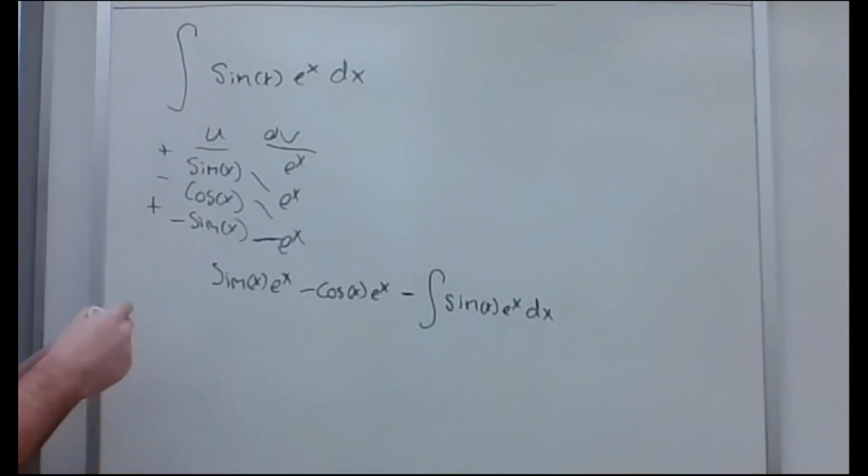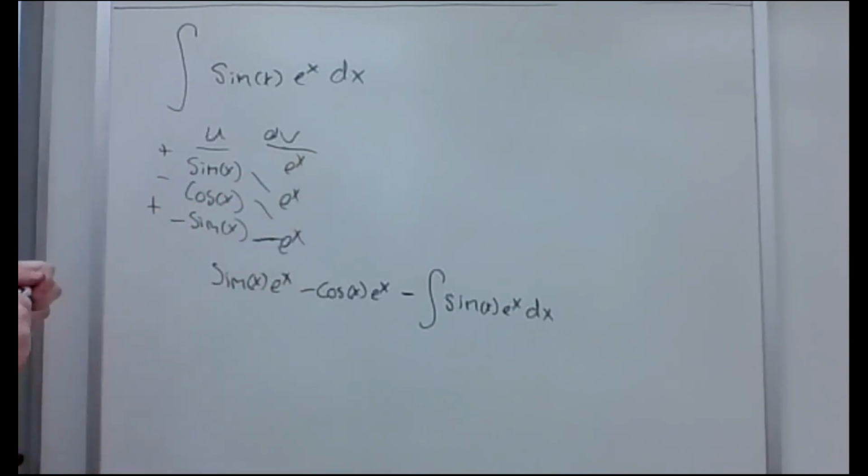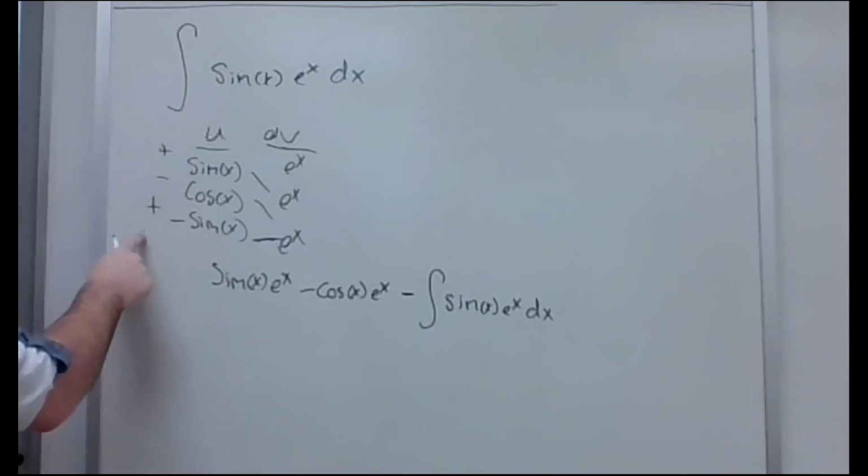Wait, one second. Wouldn't it be plus cosine x e to the x because the derivative of? Oh wait. Well, if we did it the other way, I could see how you could get that. But the derivative, so this is because it goes positive, negative. Okay, so yeah.